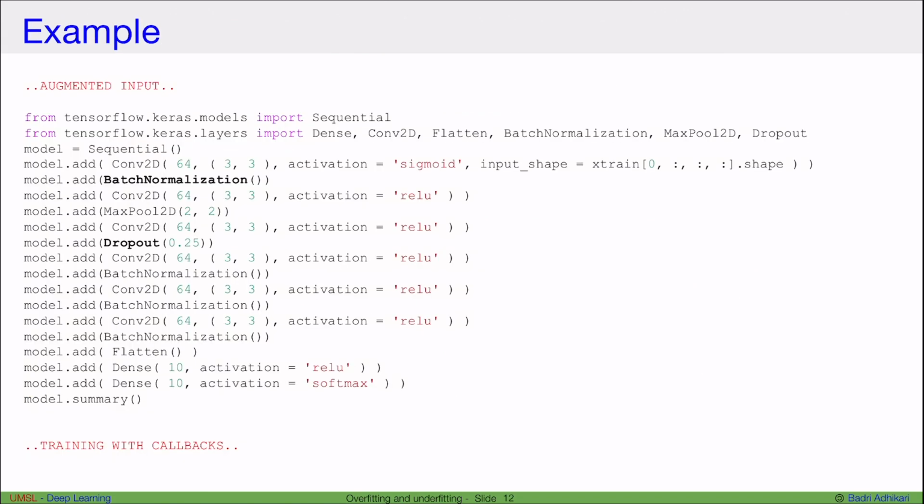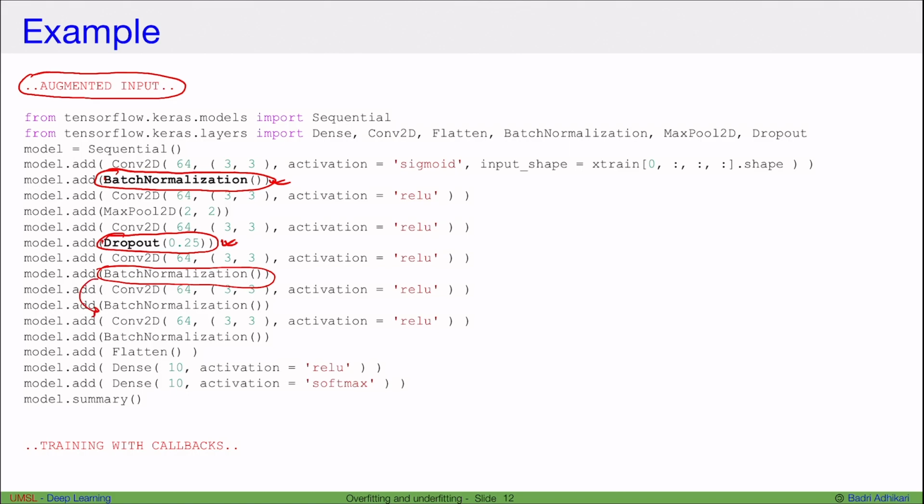To summarize the key ideas in regularization, start with augmented input. If you can collect more data, that's good, but otherwise, start with augmented input and then use batch normalization in between your layers. Also use dropout in between your layers. If you want to use both, we can use batch norm and dropout alternately. So maybe start with batch norm and then dropout, and then batch norm and maybe dropout again, and so on. And also remember to do the training with callbacks.